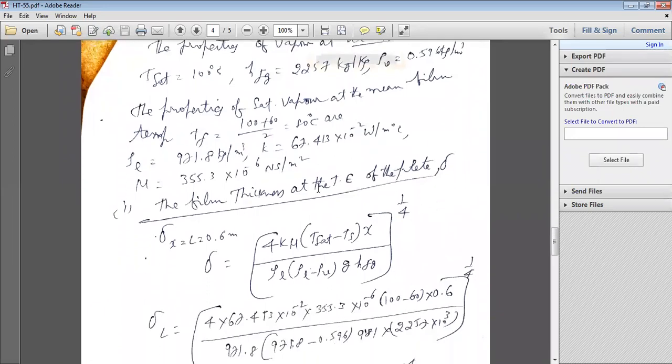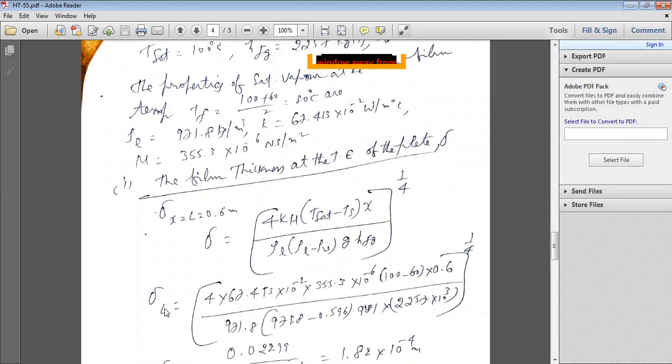Next, the film thickness, that is the boundary thickness at the trailing edge of the plate, delta at x equal to L. Here the height or length of the plate is 0.6 meters. So delta at x equal to L, where L is 0.6 meters. Delta is equal to 4 K mu into (T saturation minus Ts) into x, divided by rho L into (rho L minus rho V) into g into h_fg, whole to the power 1 by 4.